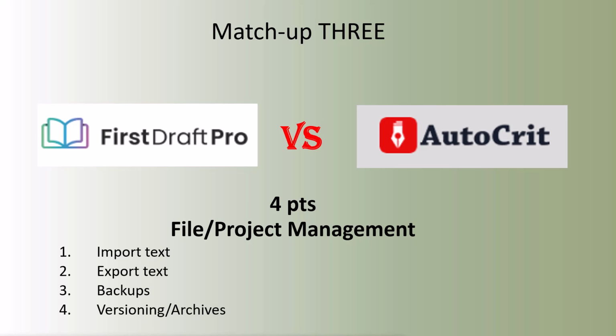Now we've already looked a little bit with the importing of text, so they both get points for being able to import text. They have the cut paste method. AutoCrit also can import files into chapters, and they both have that upload at the very beginning to upload an existing project in. So next thing is the export of text, backups, and versioning and archiving tools. And that's what we want to look at.